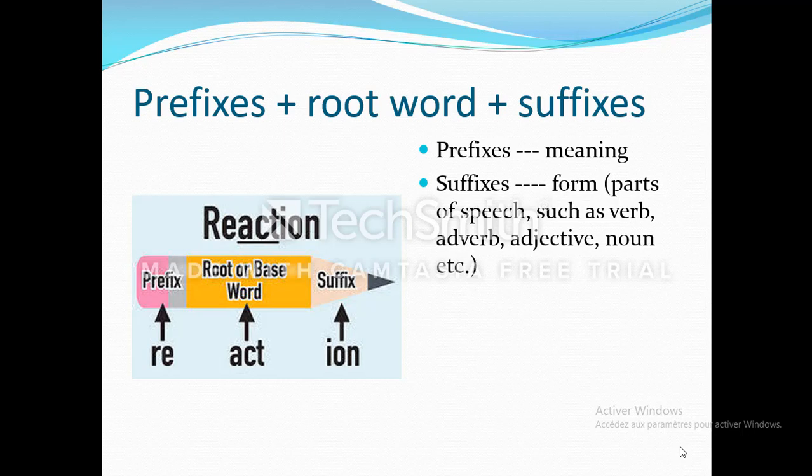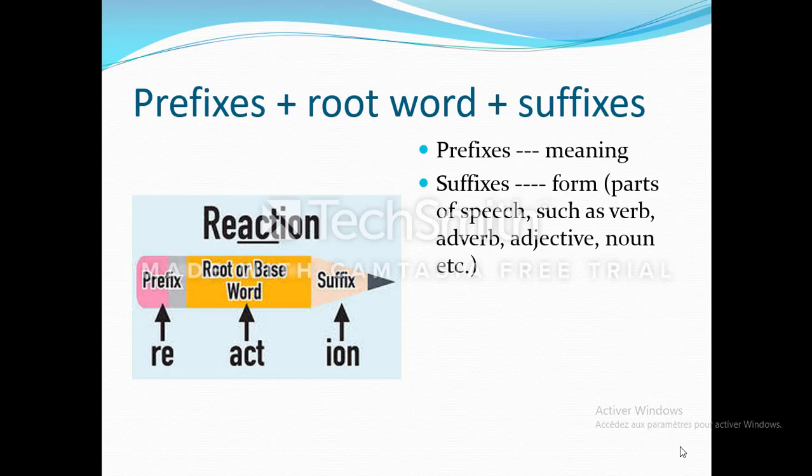Act doesn't mean react. When we add the prefix re, what does it mean? It means to repeat something, like to replay or to repeat, to do it again. So the verb becomes react. But when we add the suffix ion, it becomes reaction. So reaction here is a noun.